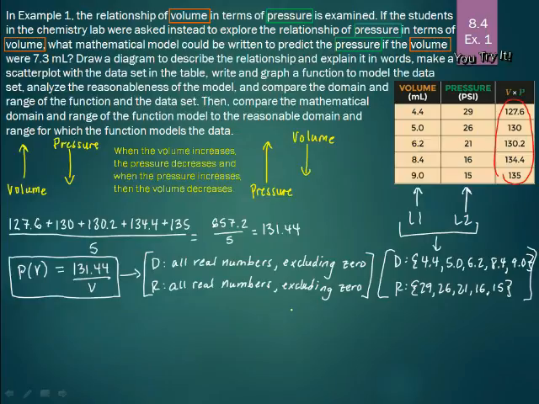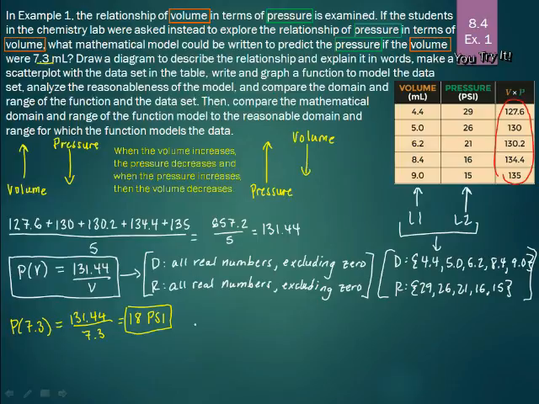And so now we have one last question to answer, and that is predict the pressure if the volume were 7 and 3/10 milliliters. And so we can go ahead and just plug in 7 and 3/10 for V, our volume, so P of 7 and 3/10. Then dividing those two, then we get 18.005, etc. A pretty long decimal. We'll just go ahead and round that off to 18 psi for pressure. And so there's our answer.